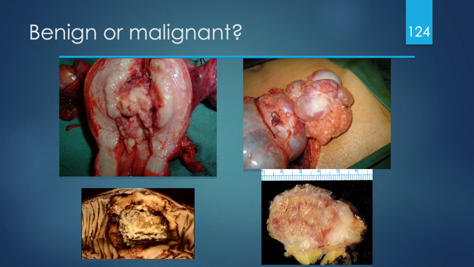Here are 4 more images for you to consider. At the top left, we have a uterus that's been bivalved, revealing the endometrium. And as you can see, there's this exophytic mass just spilling out everywhere, invading into the endometrial tissue. At the top right, you're going to see the exterior of an ovary that's very ballooned out.